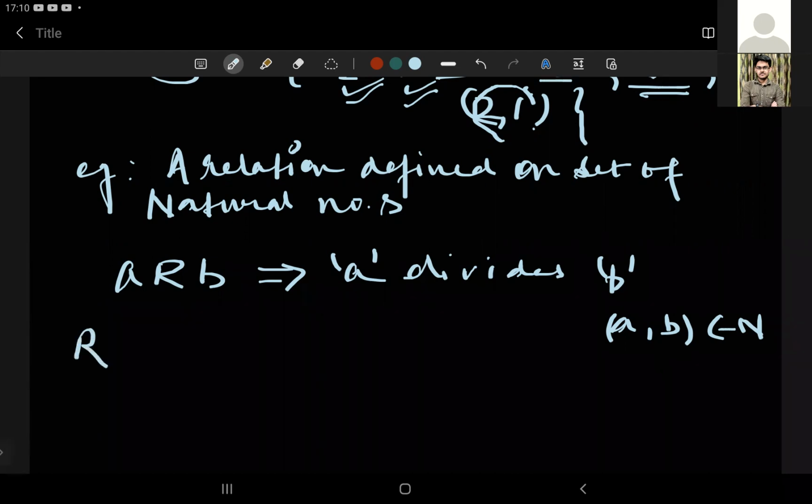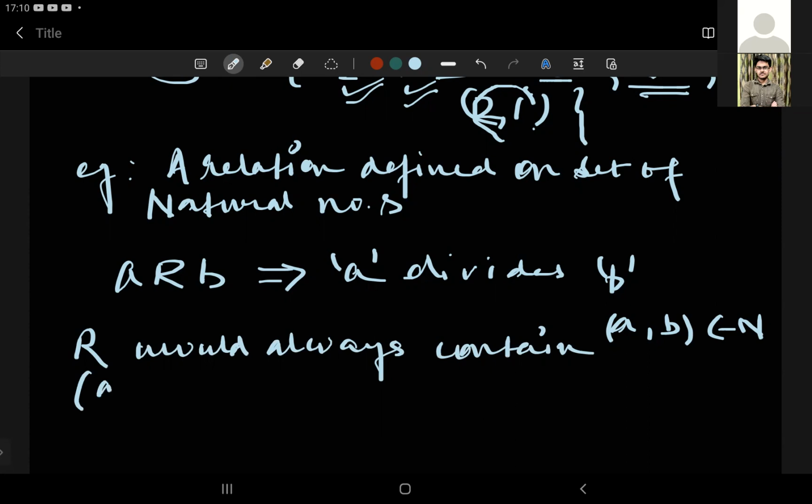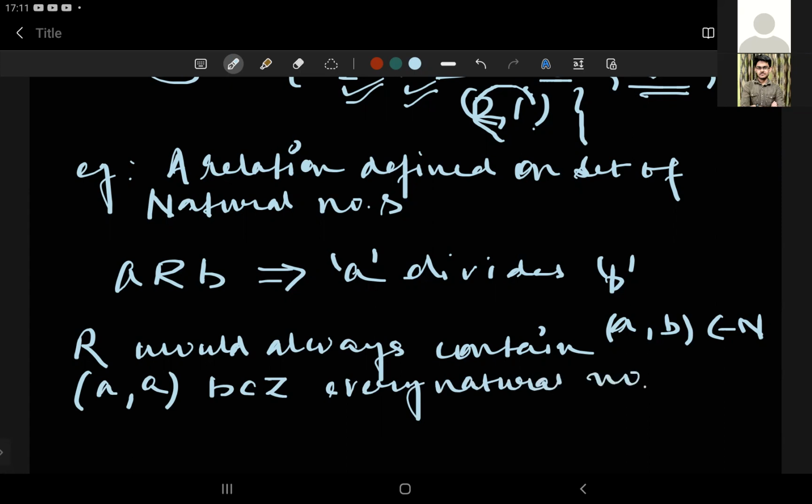So if you write over here that R would always contain a comma a, because every natural number divides itself, and hence it is reflexive.